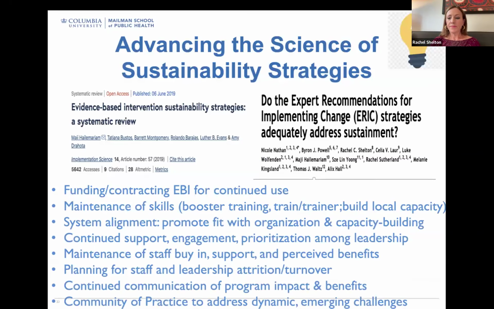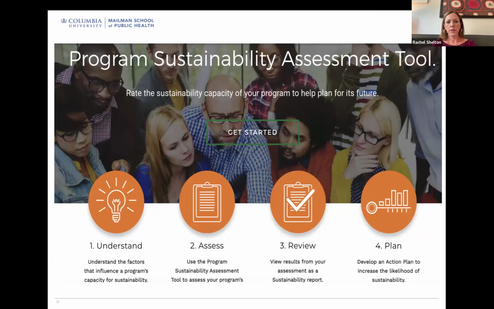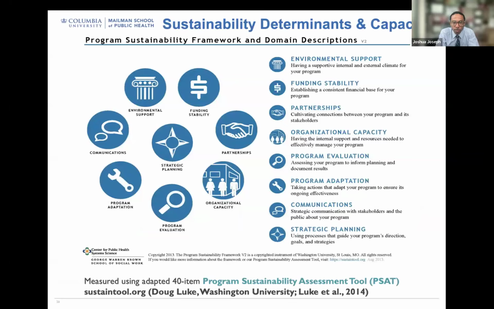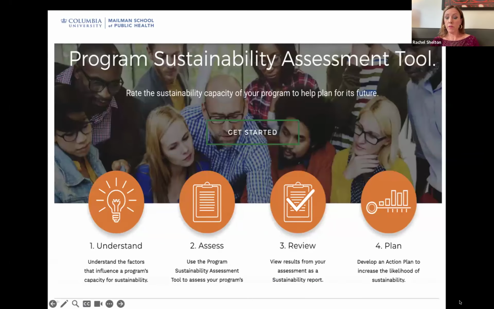Rachel, we have a question about the program sustainability assessment tool. One, who is it available to? And what is the kind of learning curve onboarding to that tool? Pretty straightforward. So it's freely available. These are all downloadable free tools.